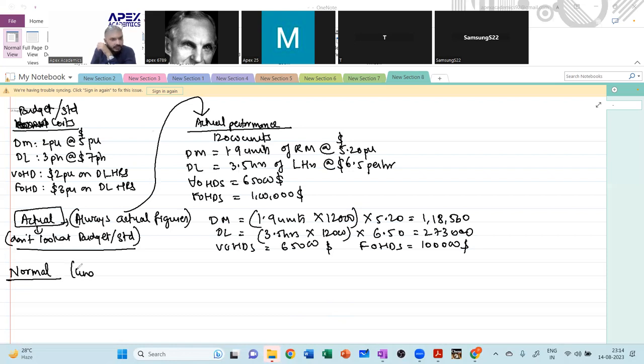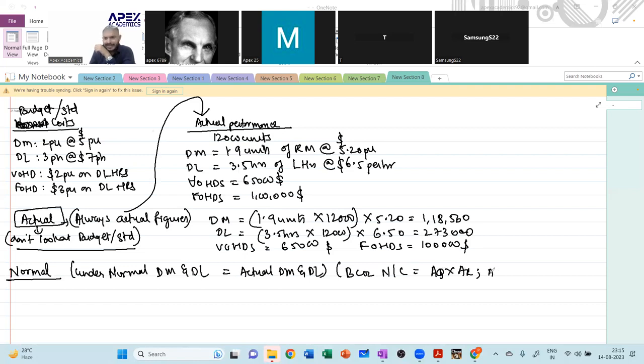Under normal, direct material and direct labor will always be equal to actual direct material and direct labor, because normal costing uses actual quantity multiplied by actual rate and actual hours multiplied by actual rate. You can say actual price, actual rate, it all means the same thing, right? Now direct material, how much have you actually used? You have used 1,18,560. So the story is over. Direct labor, how much have you used? 2,73,000. This is a principle of normal cost.